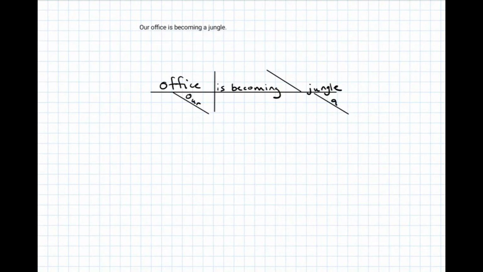We also have to make sure that we put our modifiers, our and the determiner a, where they go. Our is modifying office, a is modifying jungle. And when you have this line at the end of the diagram, before your nominal subject complement, make sure that it is slanting back towards your subject at that 45-degree angle.